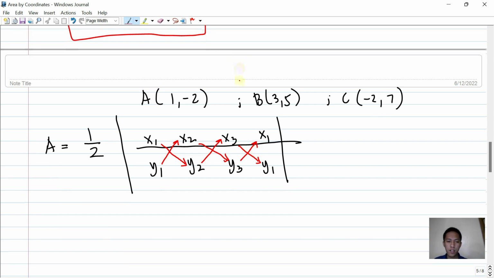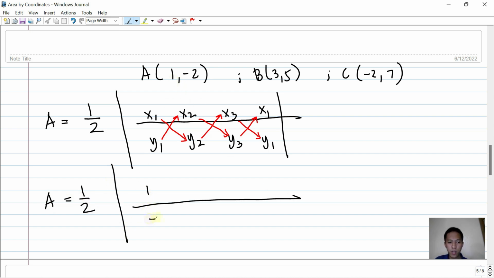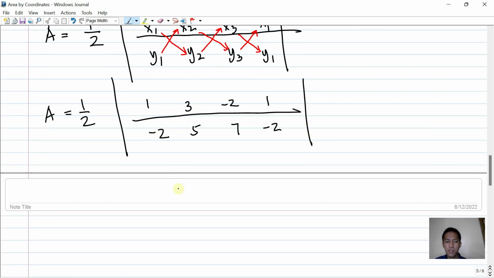So we have here, so we have the area. So for the area, that is 1/2, and we have this value. So A, 1, -2. So for B, that is 3, 5. For C, that is -2, 7. Since dapat apat yung given, maglulup tayo sa first element. So that is 1, -2. Okay? Then we perform the shoelace formula.